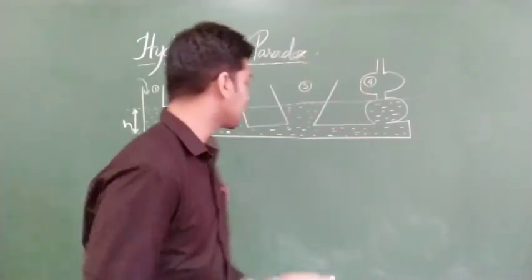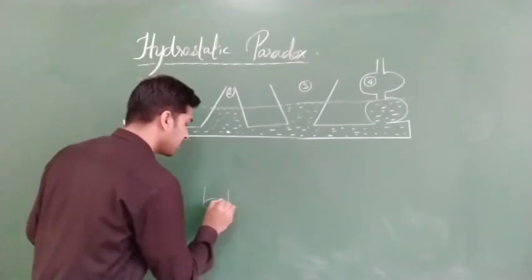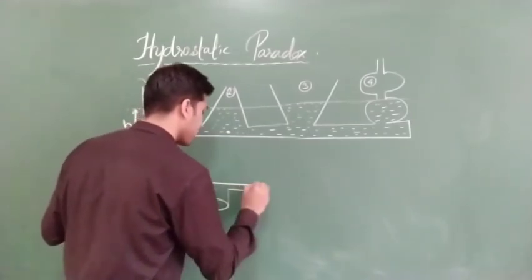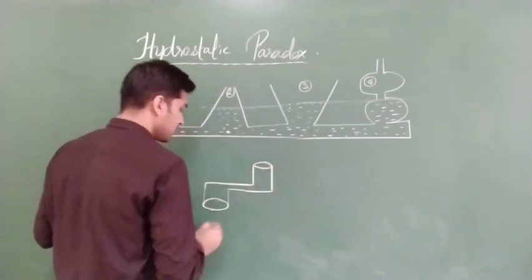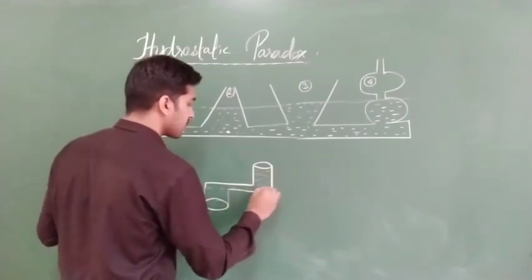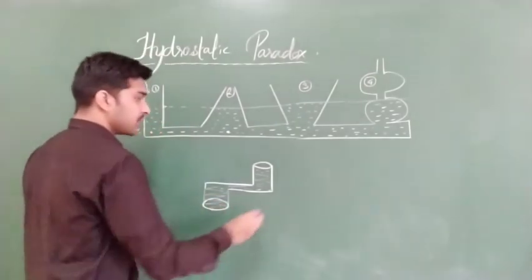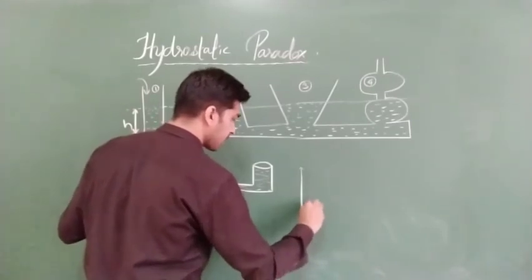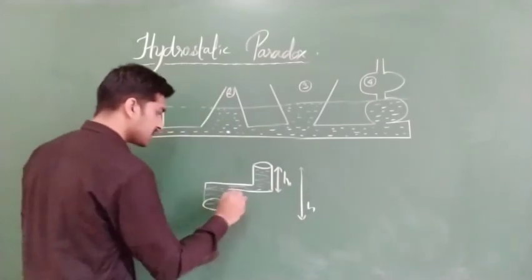For this I will take one small example. Let us consider here a cylindrical vessel, completely filled with liquid. They have given us that the total height is h. The small heights are h1 and h2.